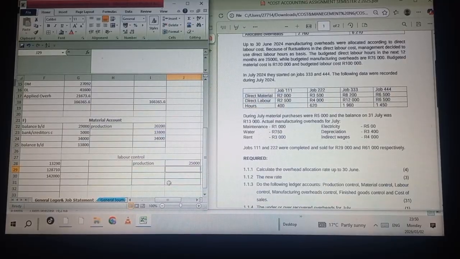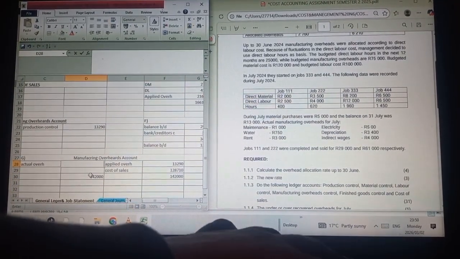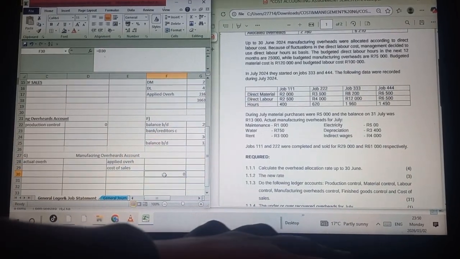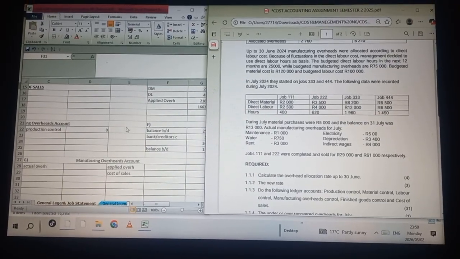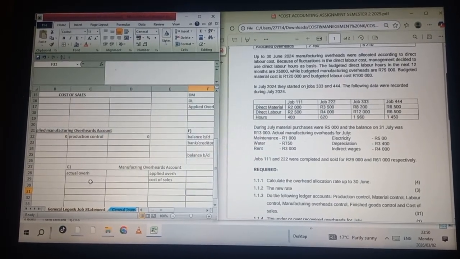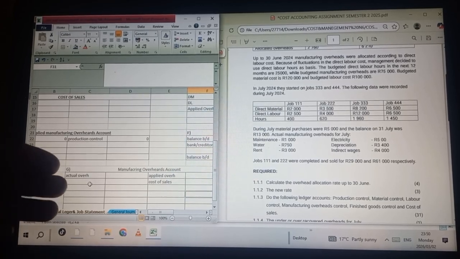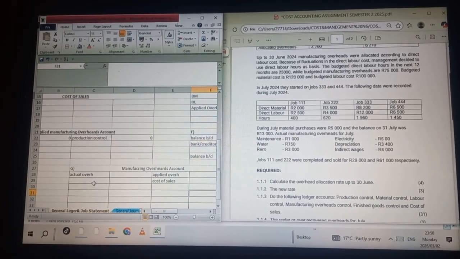Manufacturing overheads. They're telling us we should prepare manufacturing overheads. What you should know about your manufacturing overheads is that you always record your actual overheads on the debit side, and then you record applied overheads on your credit side.